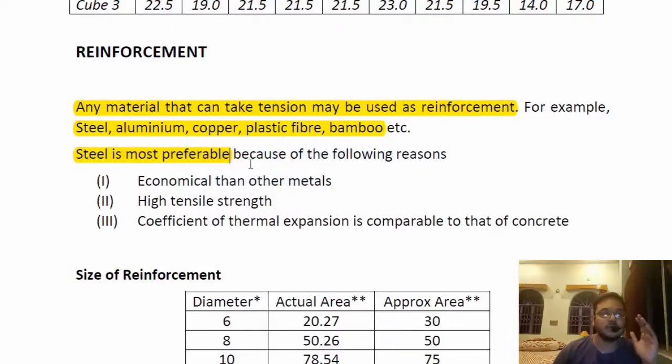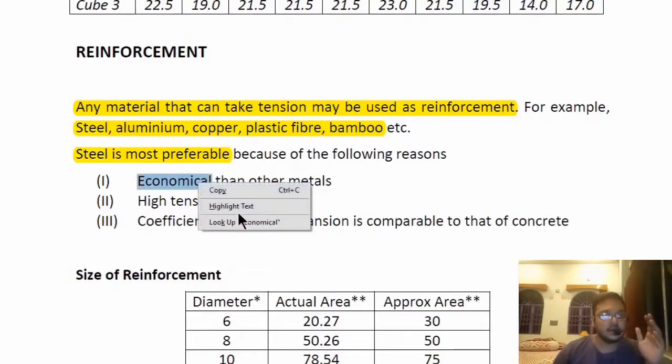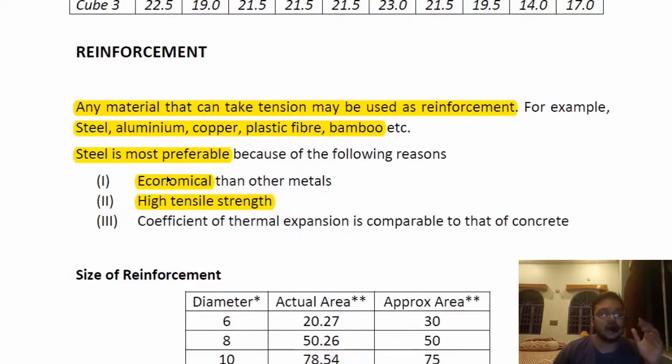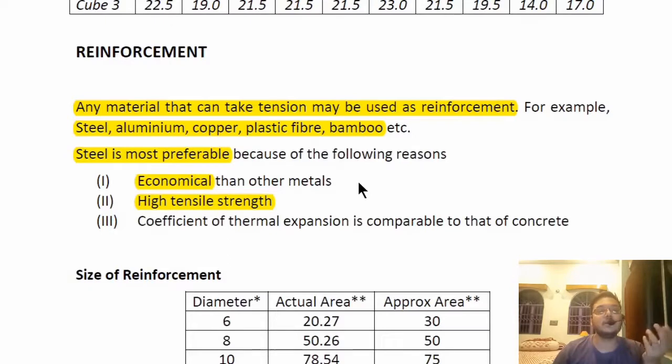Steel is most preferable and it is mostly used in RCC structures because it is more economical than other metals. If you consider other metals like aluminium, copper, plastic fiber, steel is somewhat economical, and more importantly it can provide a high tensile strength. It gives high tensile strength also if you compare it with others.